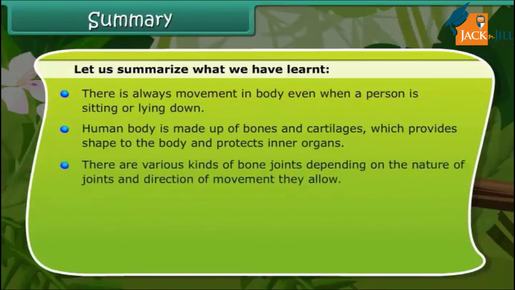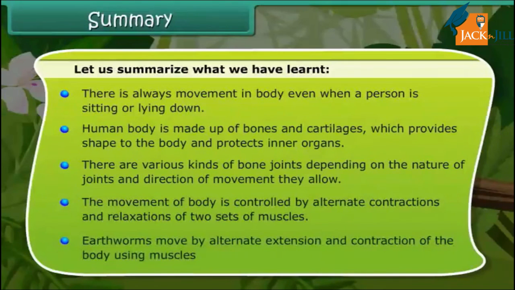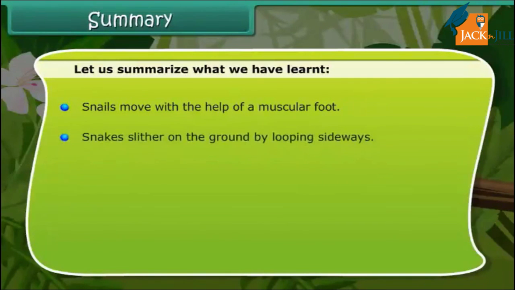There are various kinds of bone joints depending on the nature of joints and direction of movement they allow. The movement of the body is controlled by alternate contractions and relaxations of two sets of muscles. Earthworms move by alternate extensions and contractions of the body using muscles. Snails move with the help of a muscular foot. Snakes slither on the ground by looping sideways.